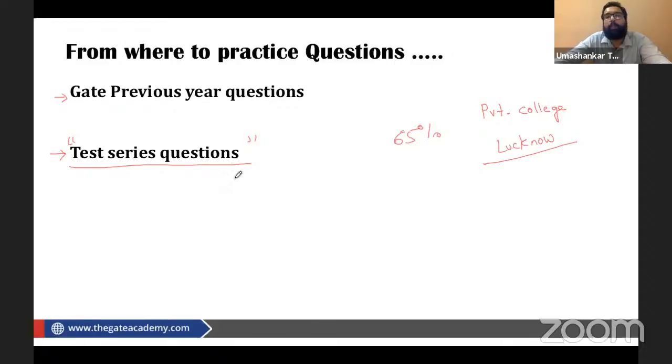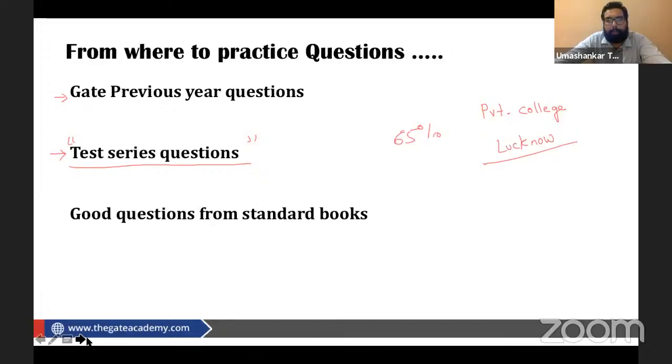Test series questions are very important because when you join a test series, the questions are designed by expert faculties. They are according to the level of the GATE examination. So I give more preference to test series questions rather than any other PSU or ESE paper, because they are mostly theoretical papers. We can also attempt some good questions from the standard books. They cannot be asked directly, but the concepts you derive from there will help you solve other questions as well.